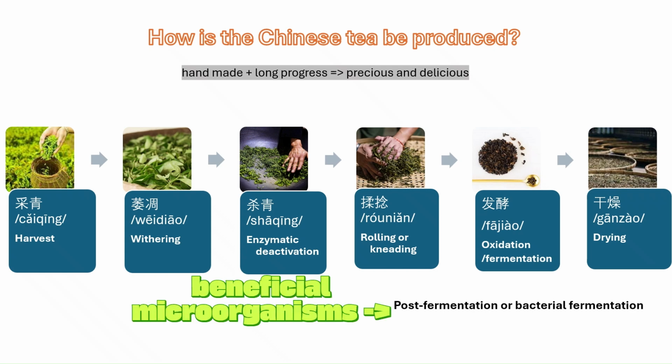These microorganisms are beneficial to health, modify the taste and aroma of tea over time, and provide digestive and probiotic properties. This process is also known as aging.